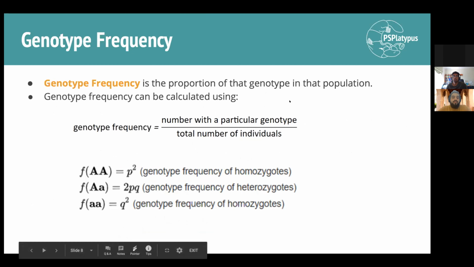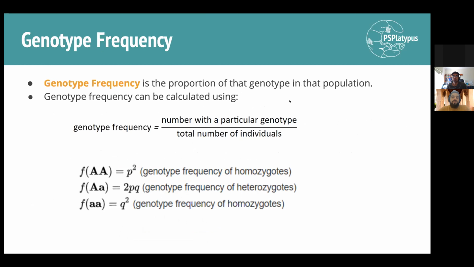Genotype frequency is the proportion of that genotype in that population. So there is a difference between genotype frequency and allele frequency. With genotype frequency, we are focusing on the genotype, so we have 3 possible outcomes, whereas in allele frequency, we are just focusing on the allele. So for each trait, we have just 2 alleles. And the genotype frequency is the number with a particular genotype divided by the total number of individuals.